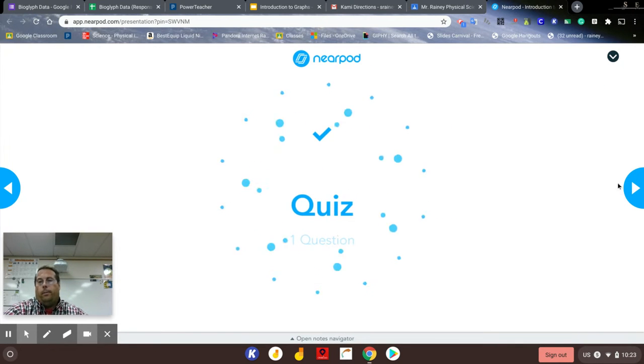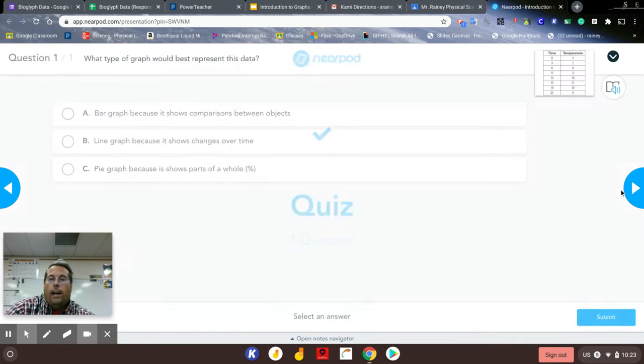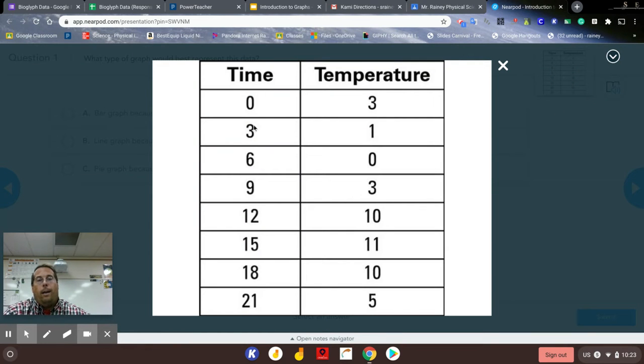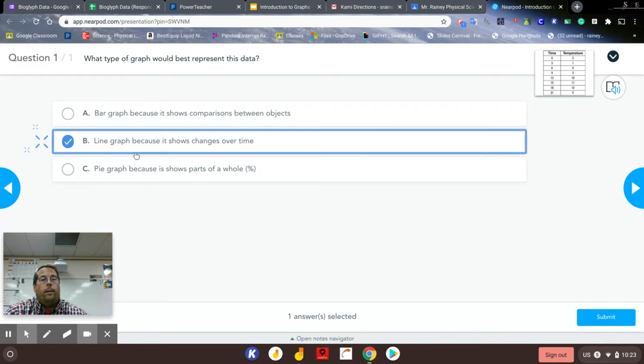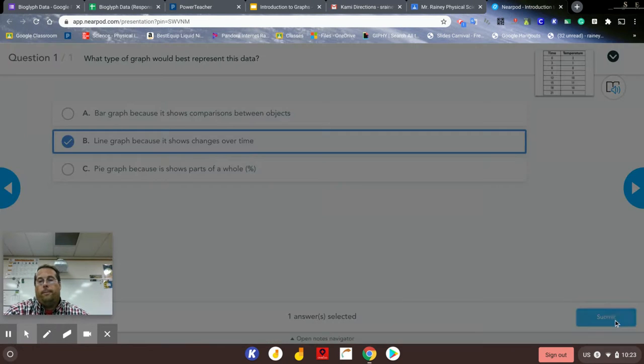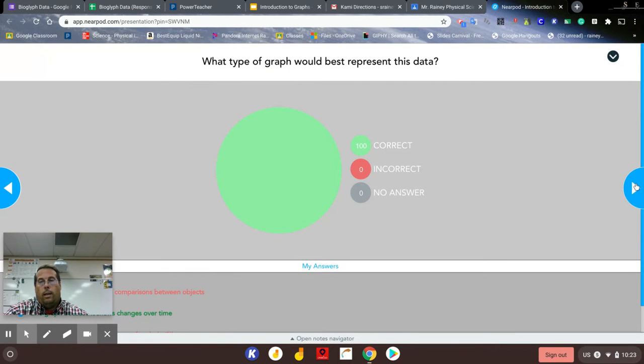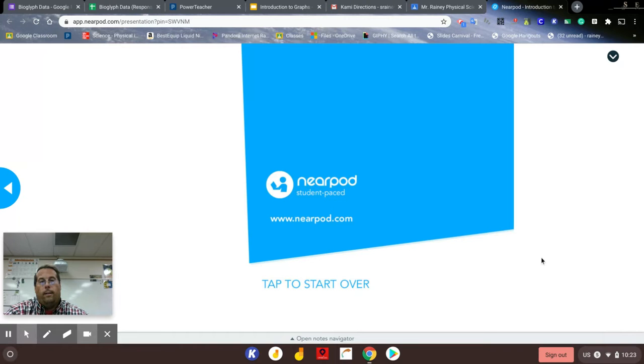And I believe this is finally your last question. What type of graph represents this data? I'm showing the time at a location and the temperature and how it changes over time. Well, as soon as I see that it changes over time, I should know it's a line graph. Remember, timeline. Submit. And when you are done, you should see tab start over. Your score will be recorded, and there's nothing else for you to do.